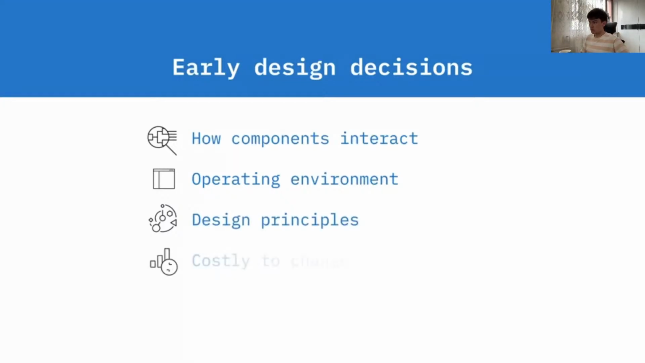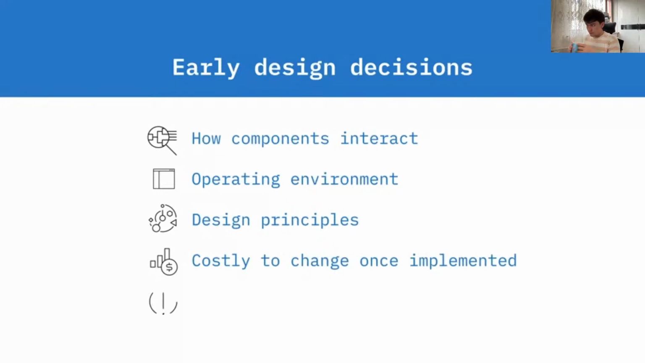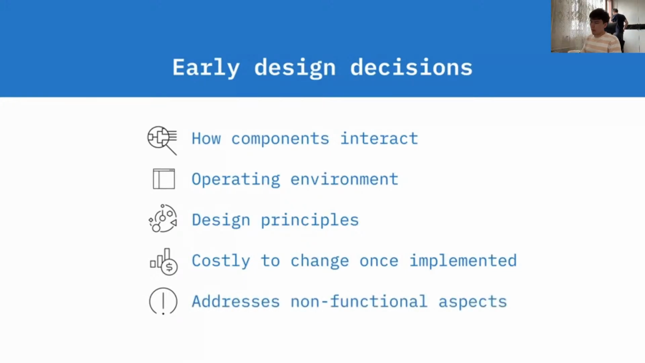software. The software architecture captures early design decisions that are often costly to change once implemented, and a software's architecture addresses non-functional aspects of the application such as performance, scalability, maintainability, interoperability, security, and manageability.